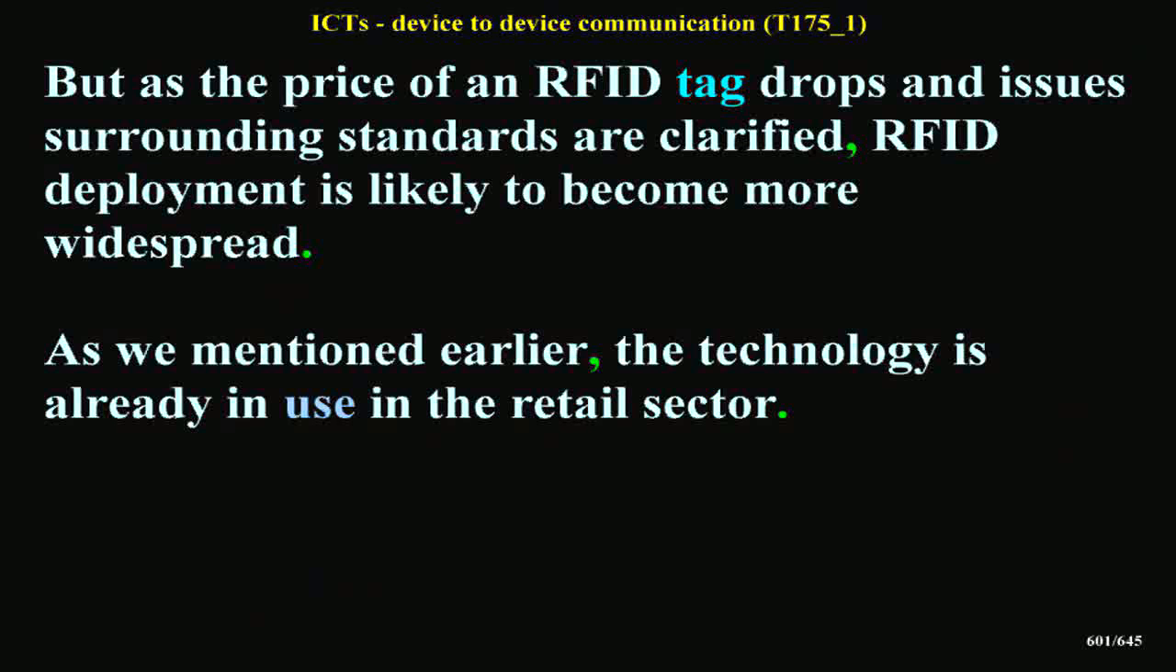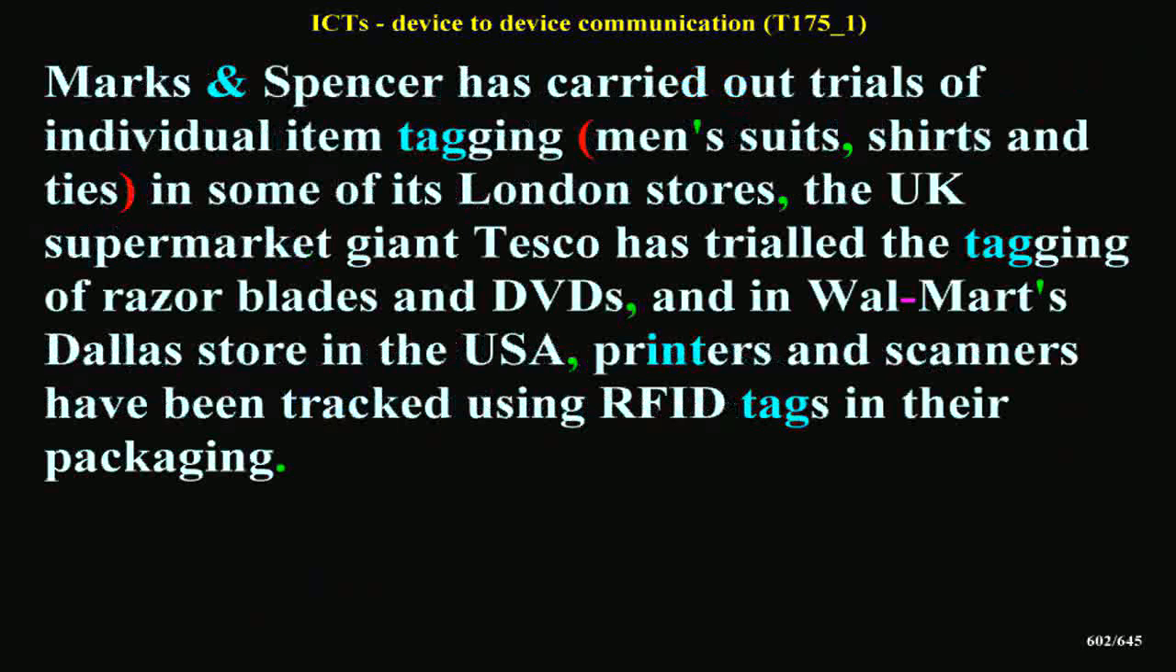As we mentioned earlier, the technology is already in use in the retail sector. Marks & Spencer has carried out trials of individual item tagging of men's suits, shirts and ties in some of its London stores. The UK supermarket giant Tesco has trialed the tagging of razor blades and DVDs, and in Walmart's Dallas store in the USA, printers and scanners have been tracked using RFID tags in their packaging.